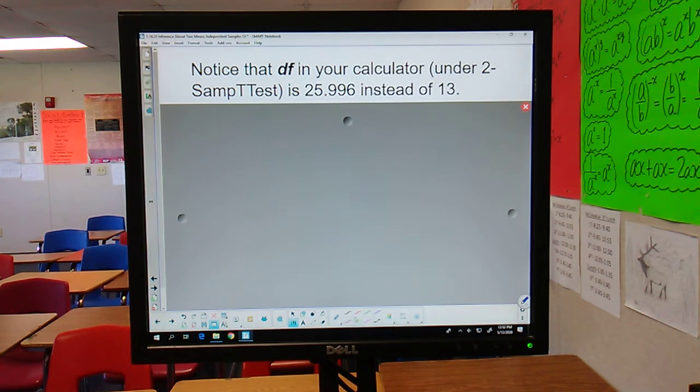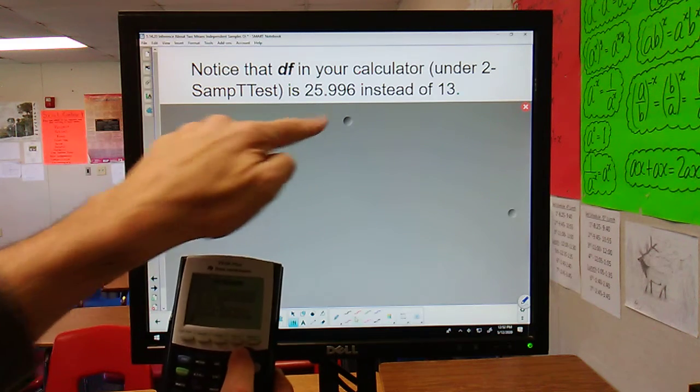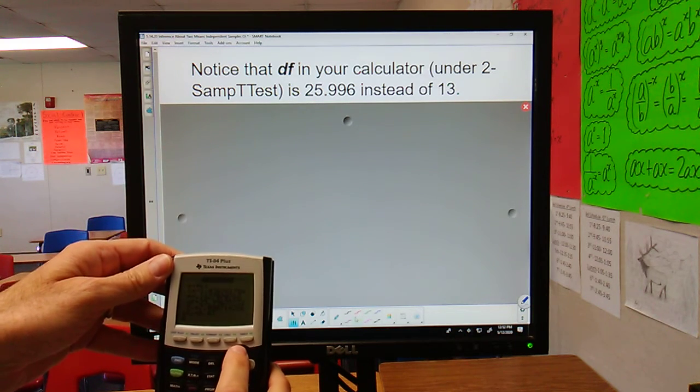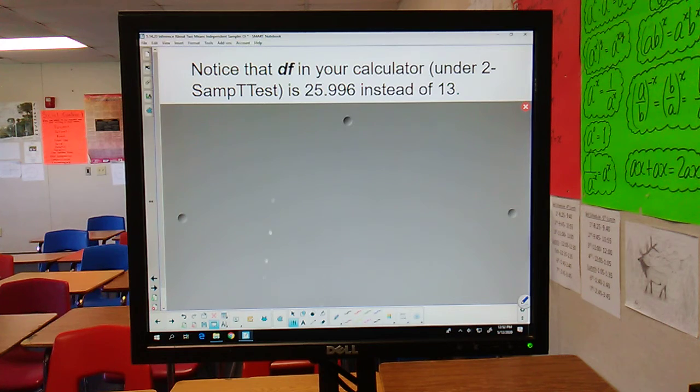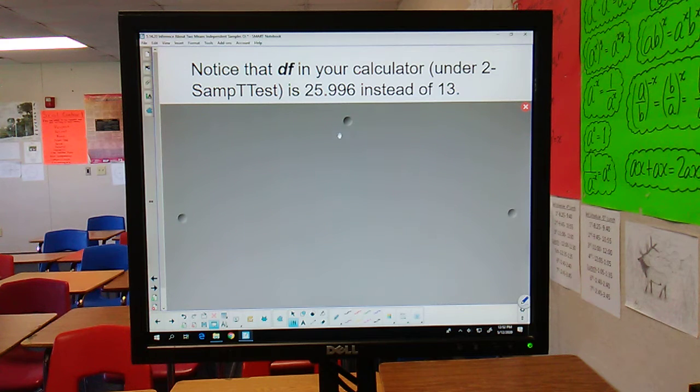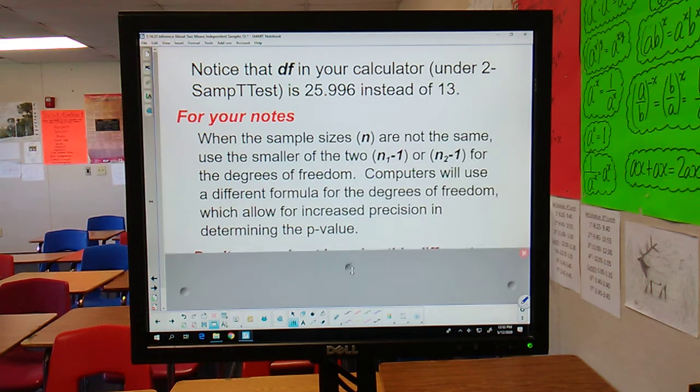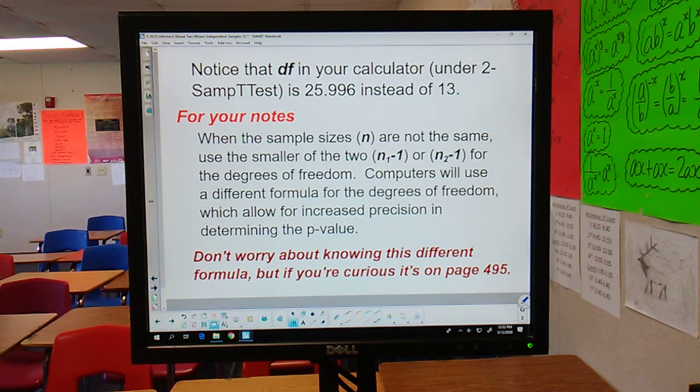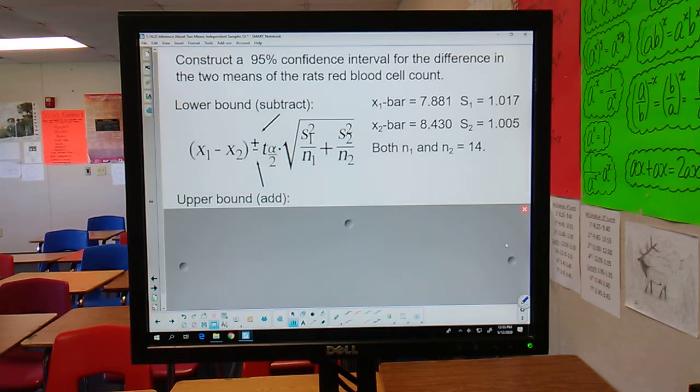Notice that DF in your calculator is showing up as 25.996 instead of 13, okay? That's on that screen for the two-sample t-test. For your notes, copy that down. In your notes, you realize that the computers are using a different formula for the degrees of freedom, allowing for an increased precision in determining the p-values. Don't worry about knowing this formula, but it's on page 495 if you're curious.